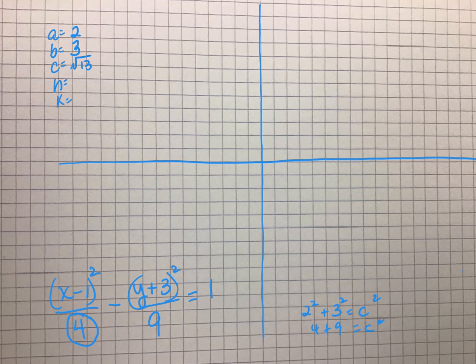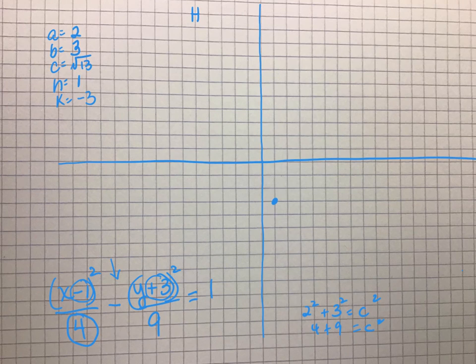Now, h is the guy next to the x, and it's the opposite of that, which is 1. And k is the guy next to the y, and it's the opposite of that, which is negative 3. So the first thing you're going to do is graph your center, which is (1, negative 3), right here. Then we're going to look at this equation and decide if it's horizontal or vertical. This one's horizontal because the x squared part is positive. That first term is the positive one, so it's horizontal, okay?